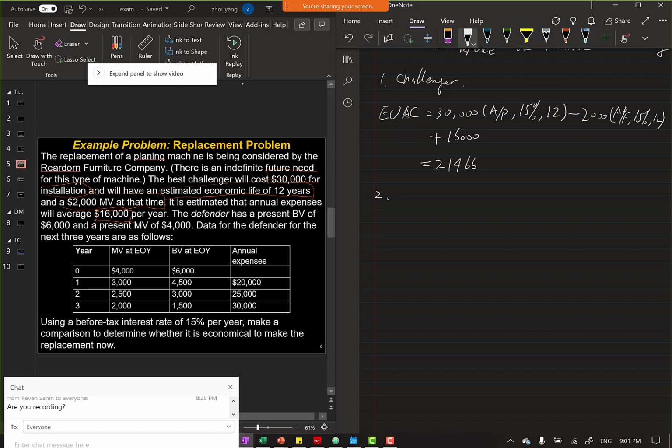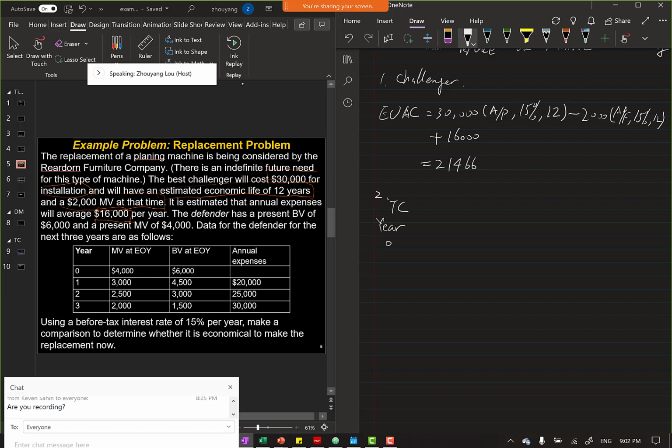is we want to, just like what we have done for the previous problem, compare using this EUAC with the total marginal cost, or actually I think there could be two ways. The other way is, since for the challenger we already know the years, we can also use the economic life of the defender to compare with the challenger's EUAC. So what we can do for the first one will be this. Let me put down using the total marginal cost first.